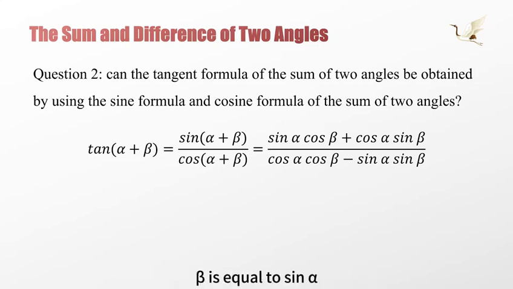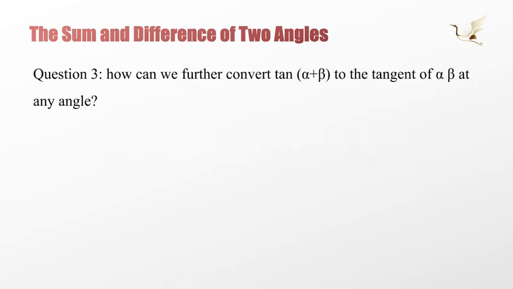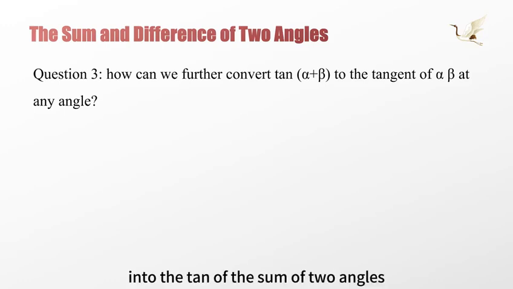Based on the relationship between sine, cosine, and tangent that we just reviewed, we can conclude that tangent(alpha plus beta) is equal to sine(alpha plus beta) divided by cosine(alpha plus beta). So, according to the sine and cosine formulas of the sum of two angles, this is sine alpha cosine beta plus cosine alpha sine beta, divided by cosine alpha cosine beta minus sine alpha sine beta. But we hope to express the tangent formula of the sum of two angles using the tangents of alpha and beta, so we still need to modify this formula.